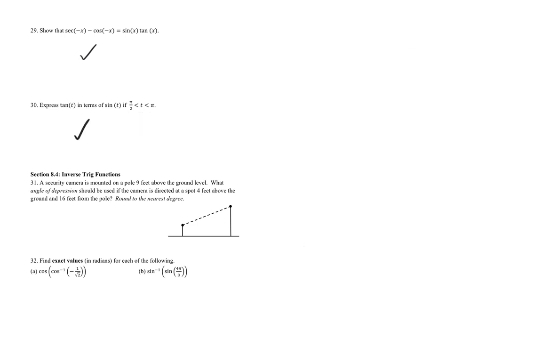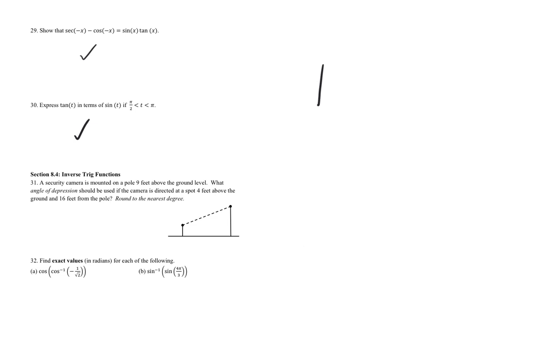Question number 31. A security camera is mounted on a pole 9 feet above ground level. What angle of depression should be used if the camera is directed at a spot 4 feet above the ground and 16 feet from the pole? Round to the nearest degree. So let's go ahead and draw this picture and add a little bit more information.